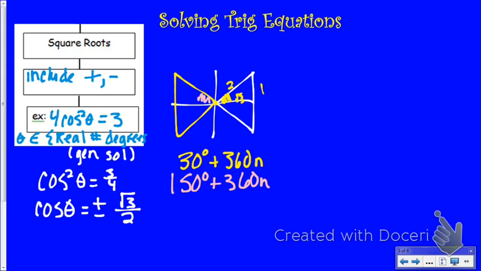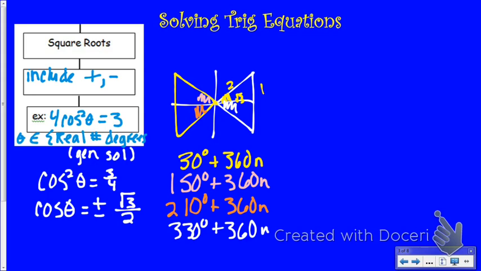If I want the quadrant 3 value, it's going to be the reference angle plus 180, so that's 210. And then finally quadrant 4, that's going to be 330 degrees. If you want to, you could write that as negative 30, that's fine. That's still within all real number degrees, and it would still be the same answer. I just wrote 330 because we're going to be finding a lot of positive values coming up.